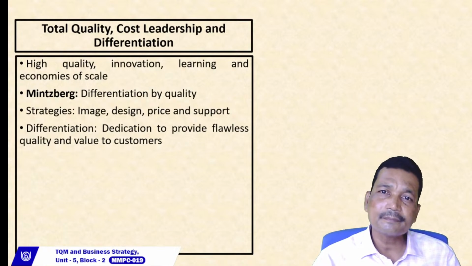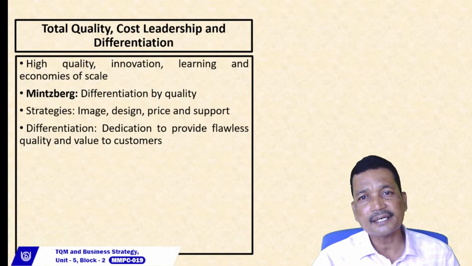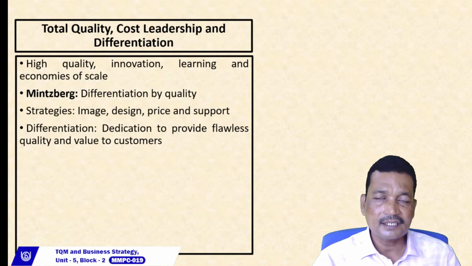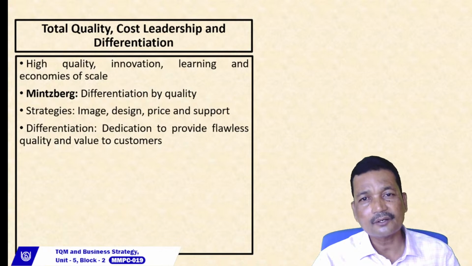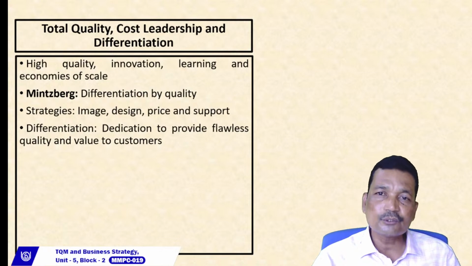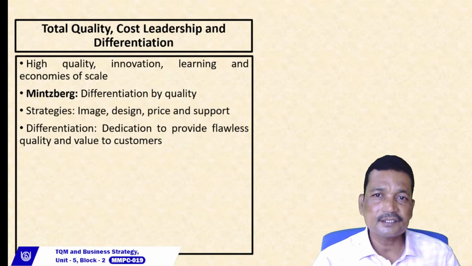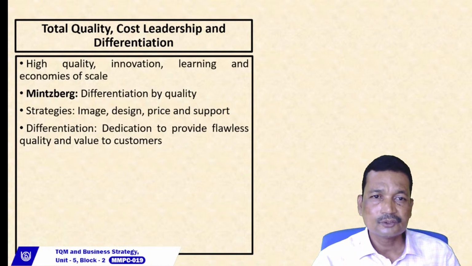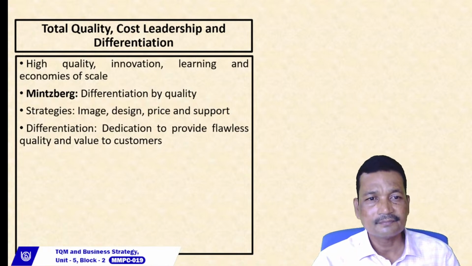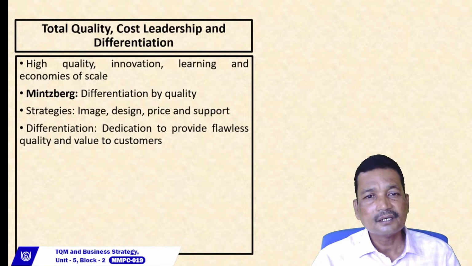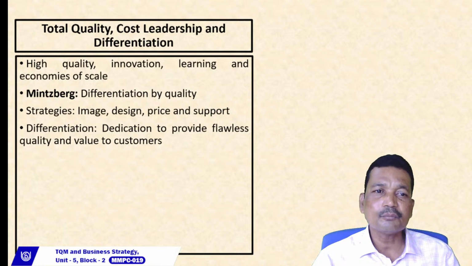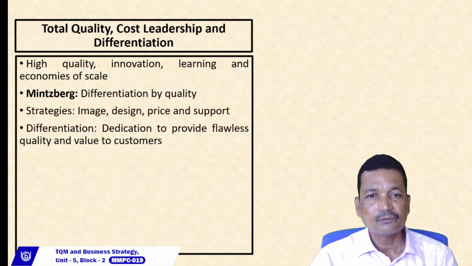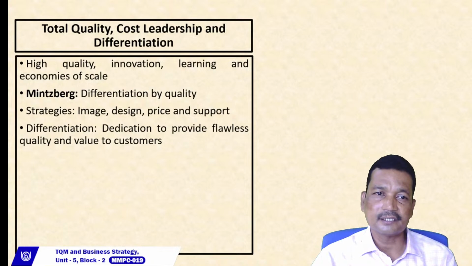Similarly, you can take many other examples for different categories of products. There are some products by particular organizations which provide some kind of differentiation from the other items. So, how does it help? High quality, innovation, learning, and economies of scale will lead us to cost leadership.